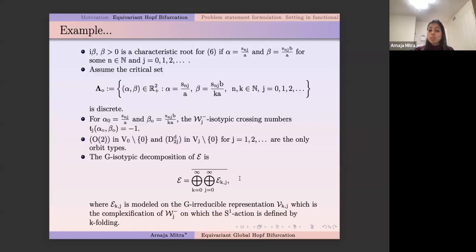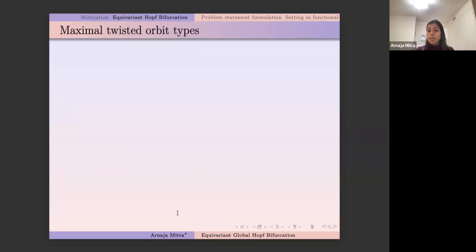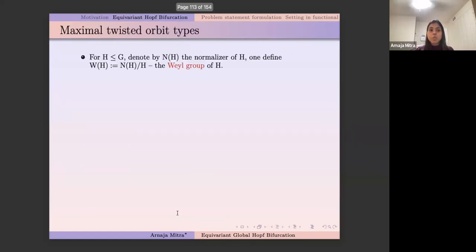Here we also decompose our space into E K J, according to the complexification of W J minus, just as our theory states. Now let me focus on the orbit type, twisted orbit, and the maximal twisted orbit. Before going through, let us recall some basic definitions that we already read in group theory.